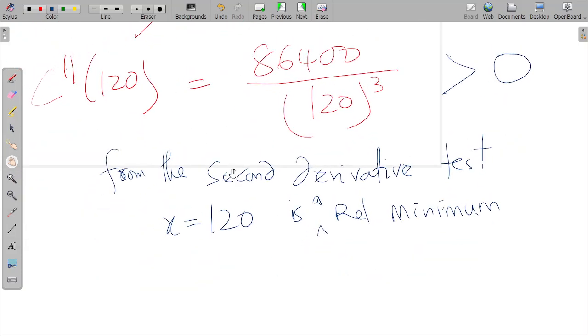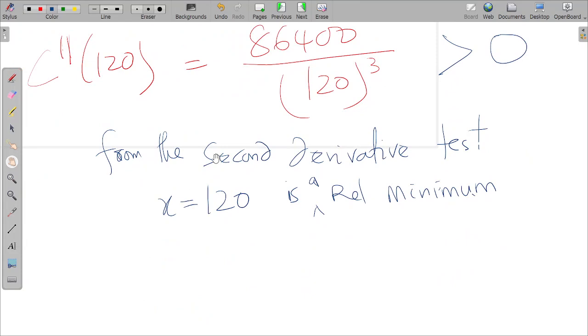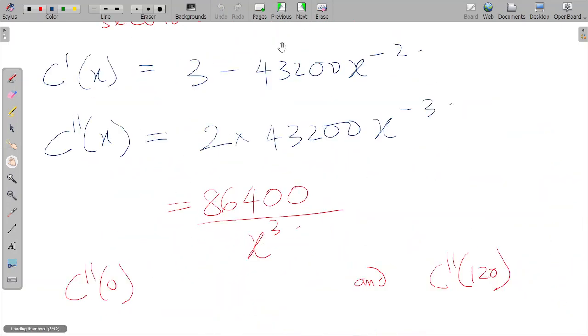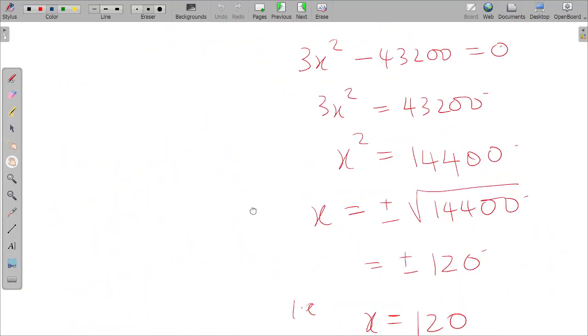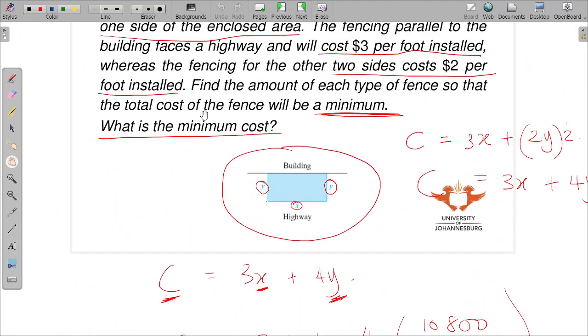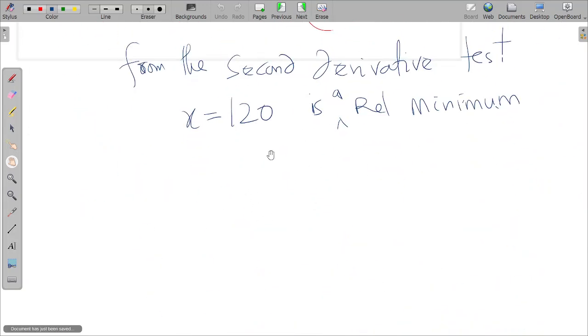Okay, so we can go further now and get the minimum cost. If this gives a maximum, then we cannot proceed because we are looking for a minimum and not a maximum. Don't forget the question. Let me go back to the question and you will see what I'm talking about. We need where the total cost will be minimum. We are looking for minimum cost, so x equals 120 will give us a relative minimum.